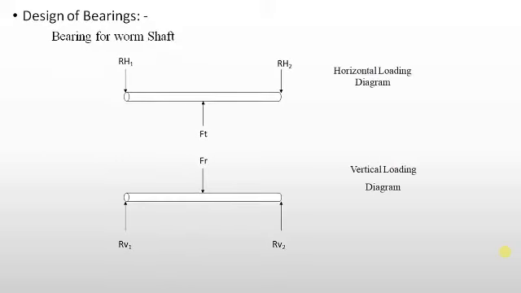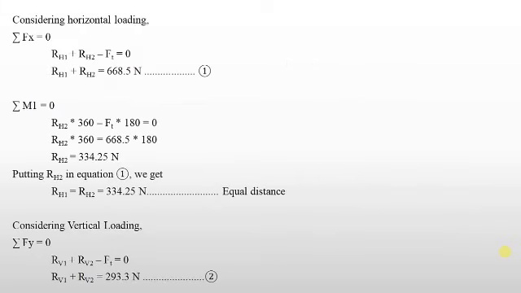Bearing selection. In the worm differential drive, we are going to use two deep groove ball bearings. First one to support the input shaft connected to the worm, and second one to support the output shaft connected to the bevel gear. Bearing selection basically depends on the forces acting on the shaft. Horizontal loading, and we get the horizontal loading reaction as 334.25 Newton. After that, considering vertical loading, we get vertical forces equal to 146.65 Newton.